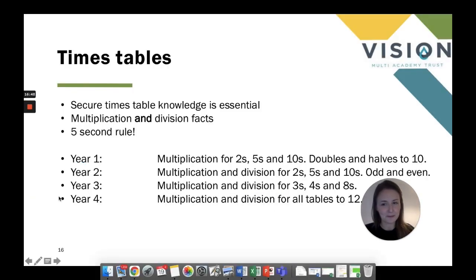Okay, times tables. Times tables are absolutely essential. So there's not much to say on this other than just how important they are. I'm going to give you 1 minute just to have a quick scan of this and just to remind yourself of the times table expectation for each year group. It only goes up to year 4 because the expectation is after that the children should know all of their times table facts up to 12. So I'll give you a second to have a look at that.